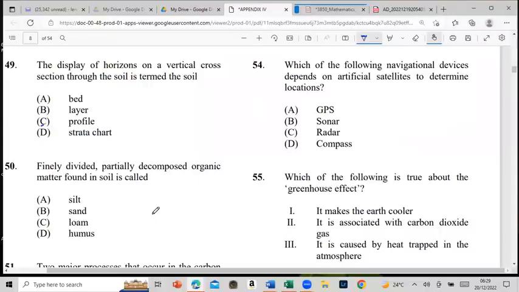Finely divided, partially decomposed organic matter found in the soil is called, is it A. the silt, B. the sand, C. the loam, or D. the humus? That is humus.